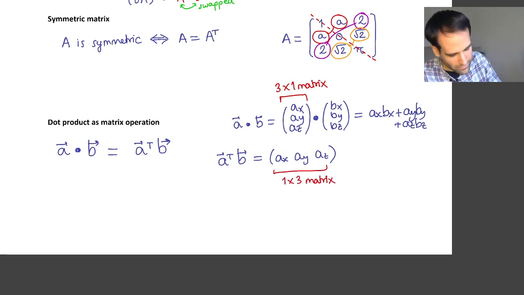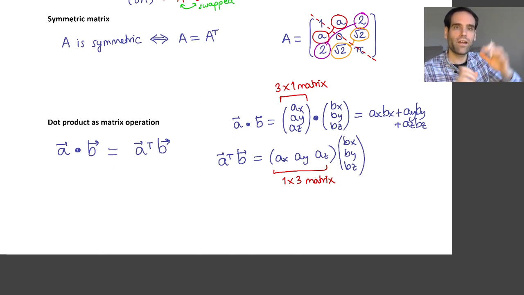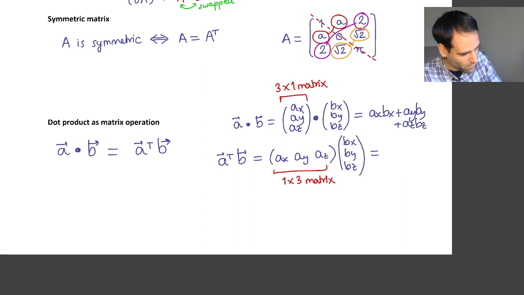And now we do the matrix multiplication with this other matrix, Bx, By, Bz. These two matrices can be multiplied because it's a 1 times 3 matrix multiplied by a 3 times 1 matrix. And the result is a 1 times 1 matrix, which is equal to Ax times Bx plus Ay times By plus Az times Bz. So that is a scalar.